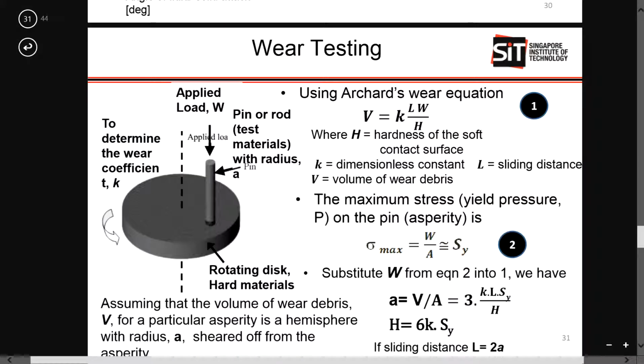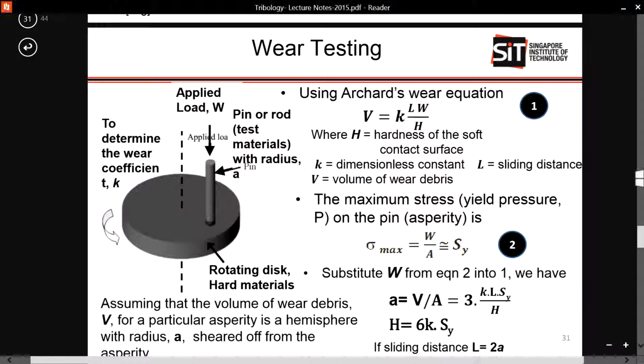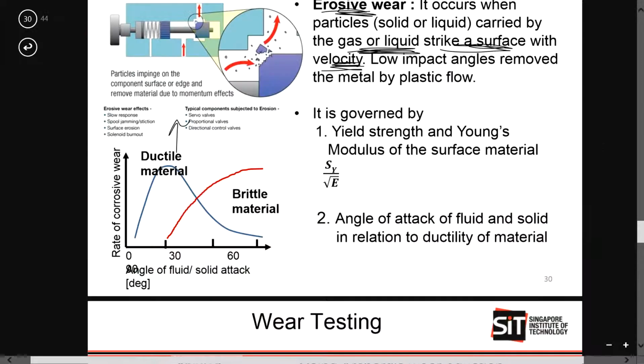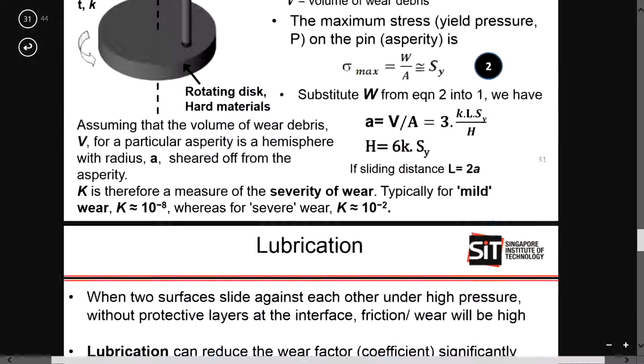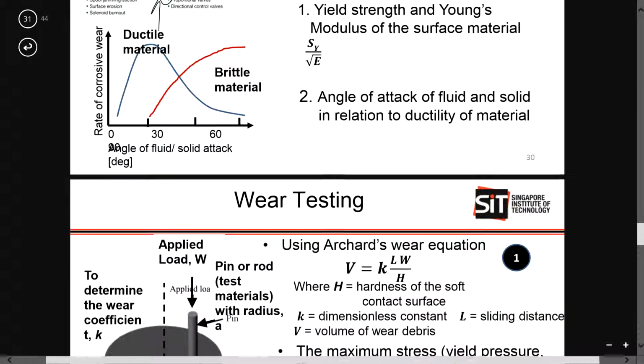Next we'll talk about wear testing. Currently we talked about all types of wear, so in the next video we'll talk about how to test wear, and then things should be fine already. See you there.